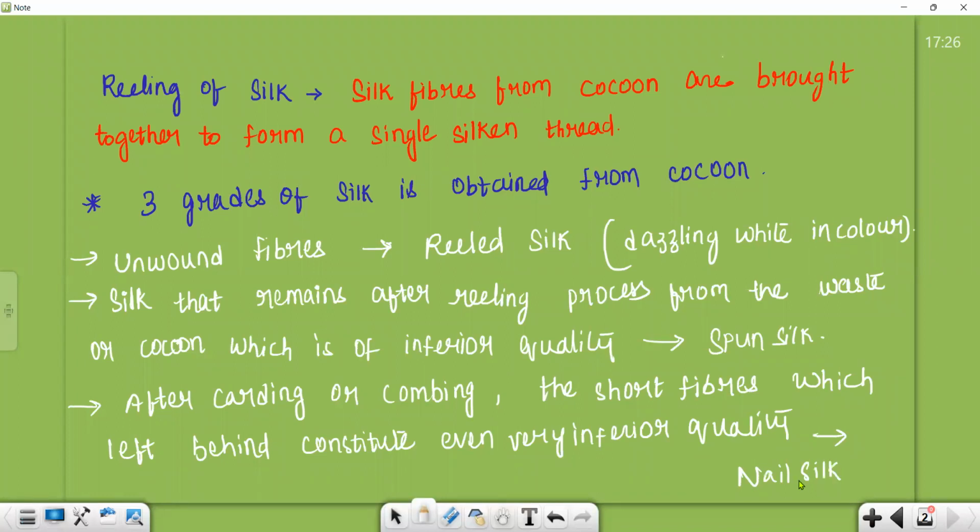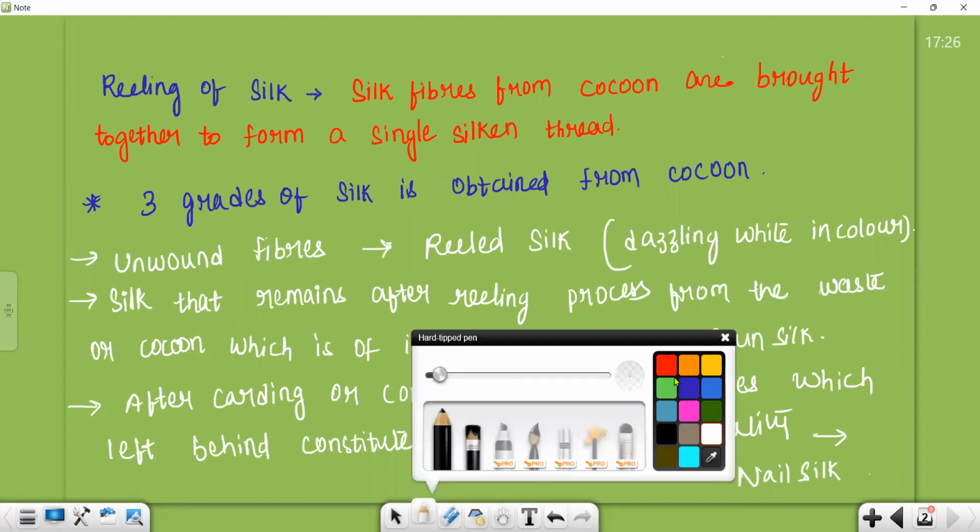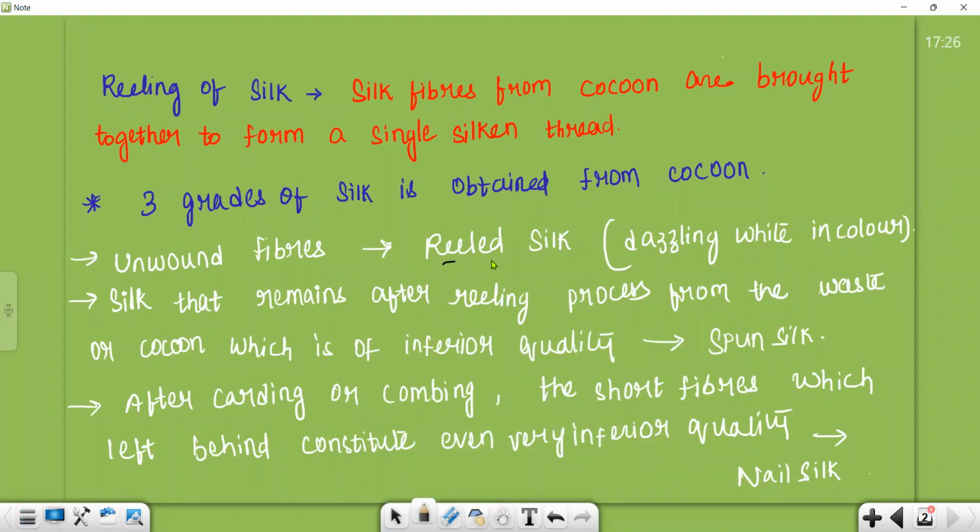So what are the types we discussed here? Three grades of silk. One is the unwound fiber, which is called real silk, which is dazzling white in color. The next one is spun silk, the unwound silk of inferior quality. And after the carding and combing process, whatever short fibers are left, which are even very inferior quality, is called nail silk. Clear with the three grades of silk? Yes, ma'am.